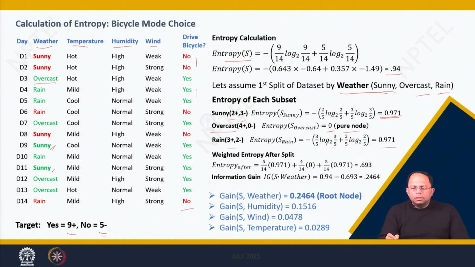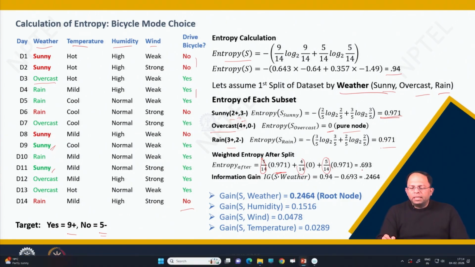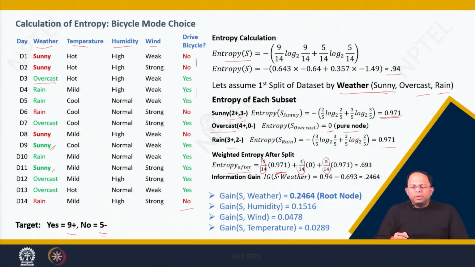We are taking their proportion, 5 by 14, that is how many values are there in sunny, then how many values are there in overcast, and how many values are there in rain, and then multiplying with the entropy for each one of them, and adding them up to get the total entropy after the split has happened. So that comes to around 0.693. Now I say that information gain is the previous entropy minus whatever entropy remains after the split. So that comes to around 0.2464. So this is the information gain that is happening.